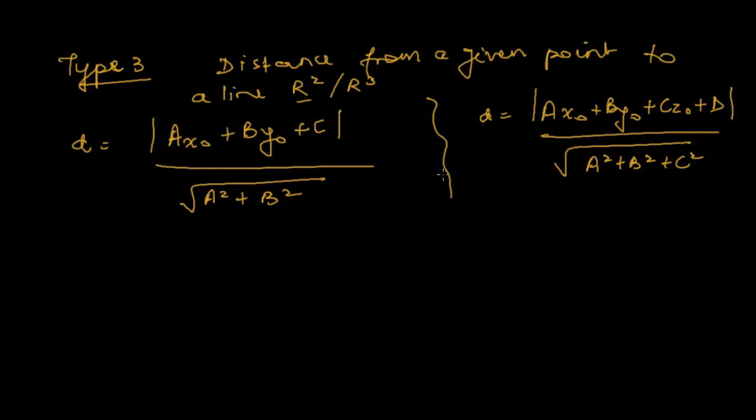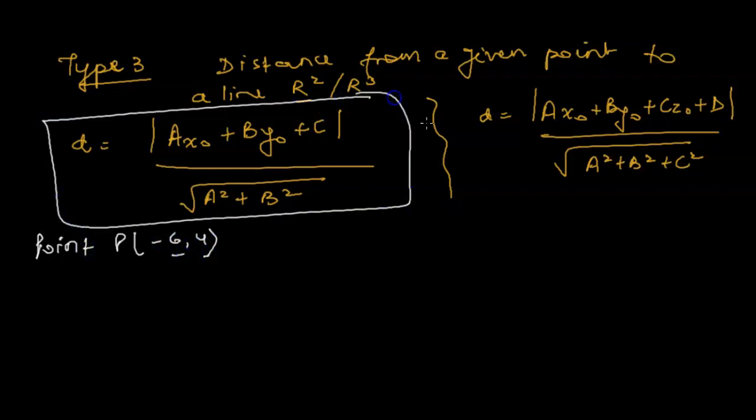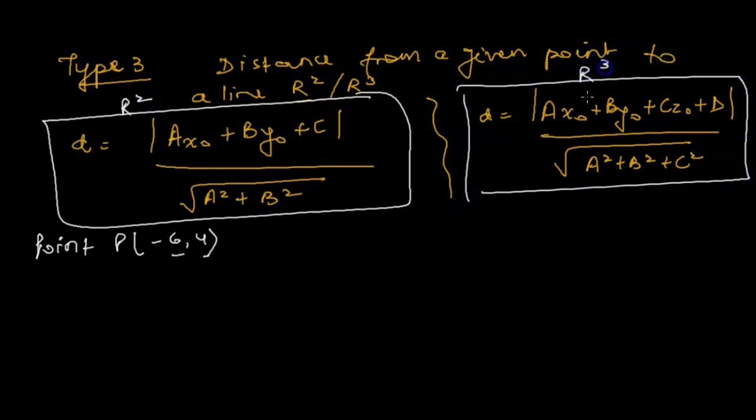Let's do one example so that we understand how to apply the formula. Let's say we are given a point P and the coordinates are negative 6, 4. Because it's only x and y, we will be applying the 2 space formula. So this is for 2 space and this is for 3 space. And we will be given the line equation, which in this case is 5x minus 3y plus 15 is 0. So this is what represents A, B, and C. A, B, and C represent the constants of the scalar equation or Cartesian equation.